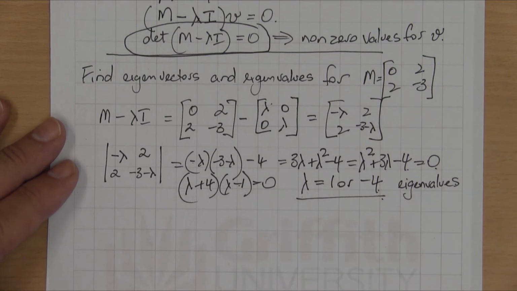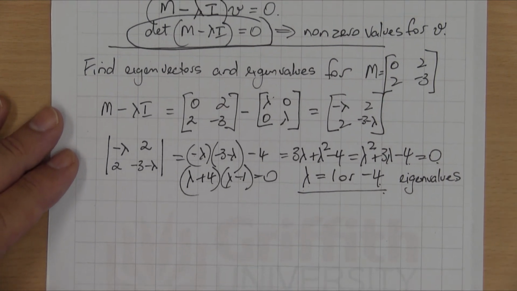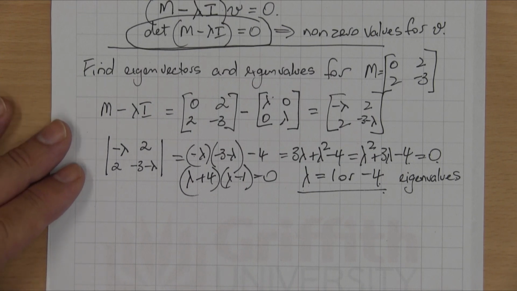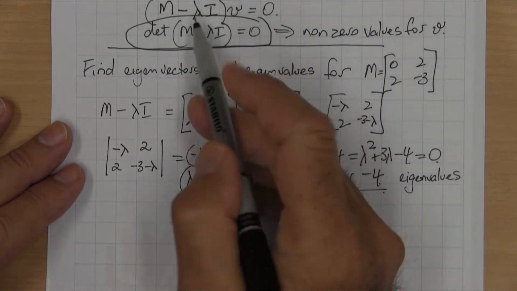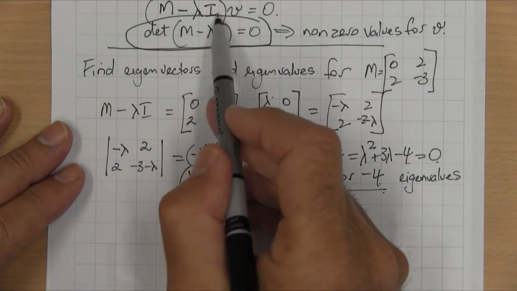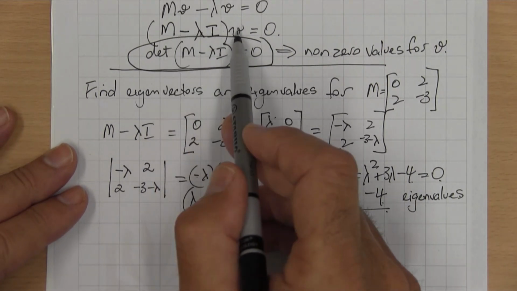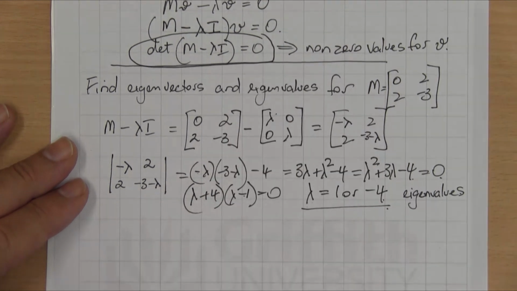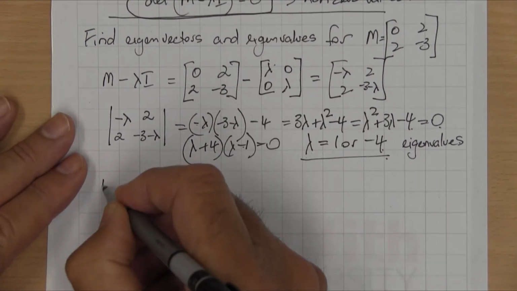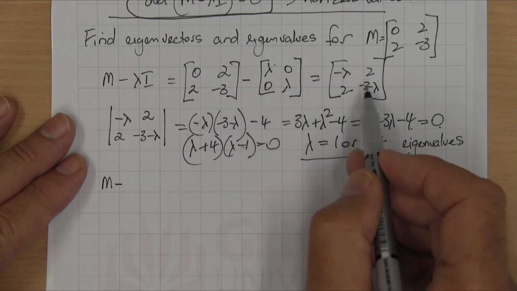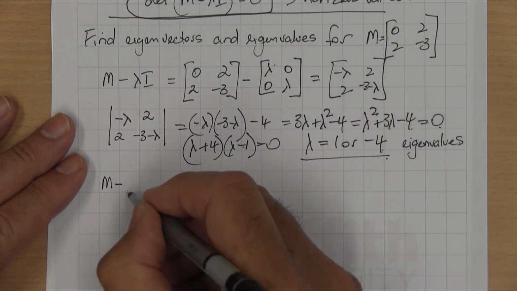1 and negative 4. Two values for lambda that make this true. Okay, so next thing we've got to do is find this vector here, because we know that M minus lambda I times this vector has got to be equal to 0.